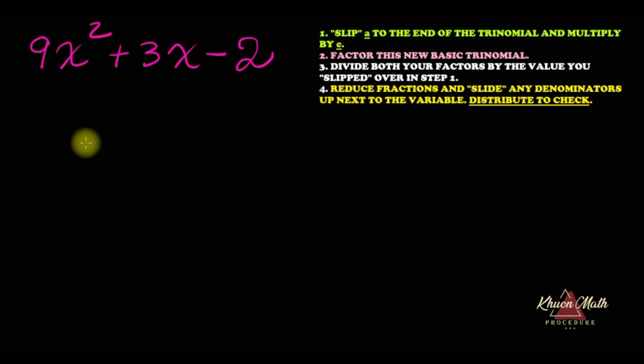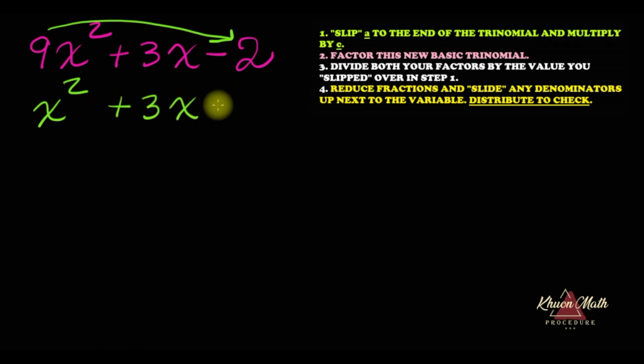Step 1, we have to slip a to the end of the trinomial and then multiply that by c. So your a is 9, so we're going to slip that to the end and then we're going to multiply by c. So the x squared stays, and then we bring down the 3x. And then 9 times negative 2 is negative 18. Okay, so what we did is we slipped the 9 to the end and we multiplied with c, and that gives us negative 18. Okay, so that's step number 1.